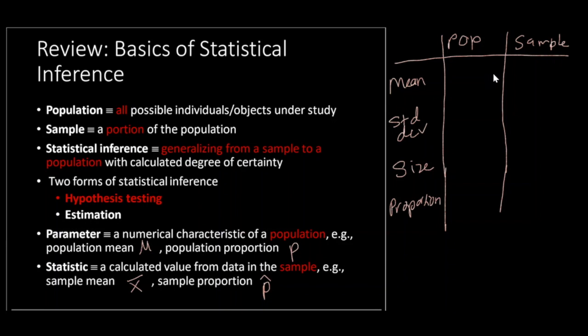Now let's review the symbols that we've used so far. For your population mean, again, would be mu, and sample mean X bar. Population standard deviation, sigma. Sample standard deviation, S. Population size, capital N, and sample size, lowercase n. Population proportion, lowercase p, and sample proportion, p hat.